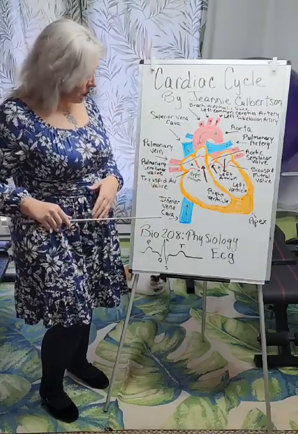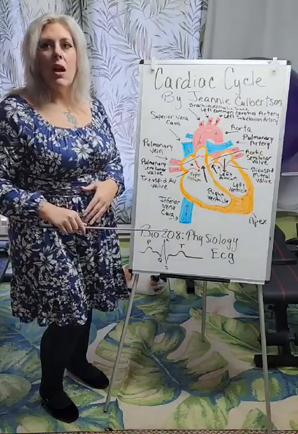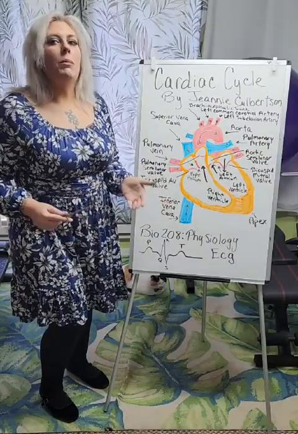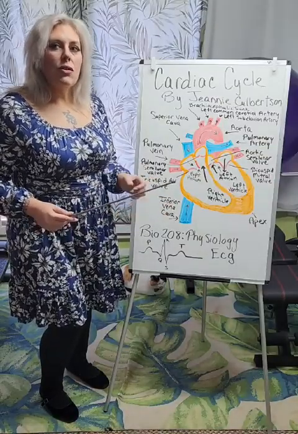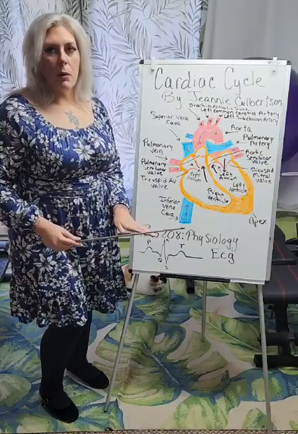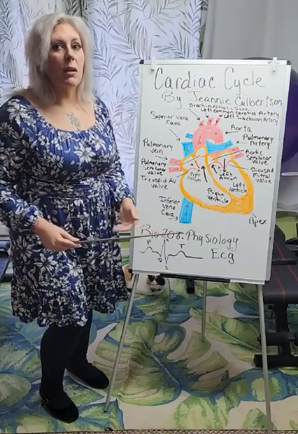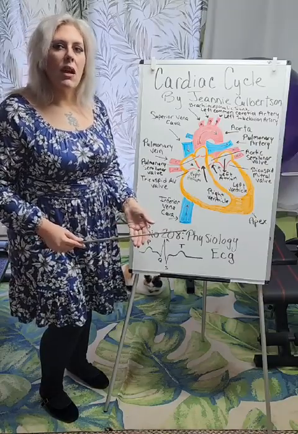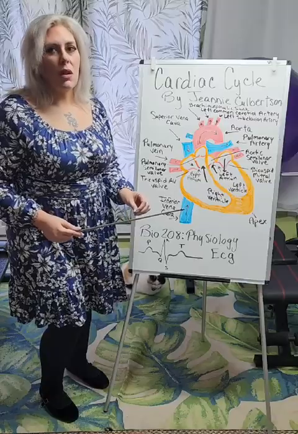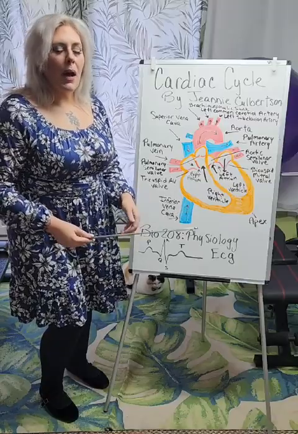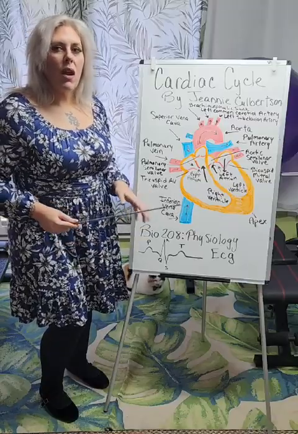This is associated with the T wave on the ECG, which represents ventricular repolarization. As the ventricles relax, the pressure inside them drops, and when the pressure in the ventricles becomes lower than the pressure in the arteries, the semilunar valves close. This prevents blood from flowing backward into the ventricles.